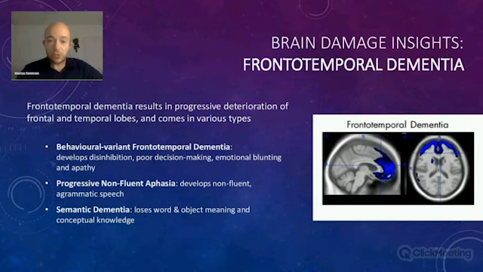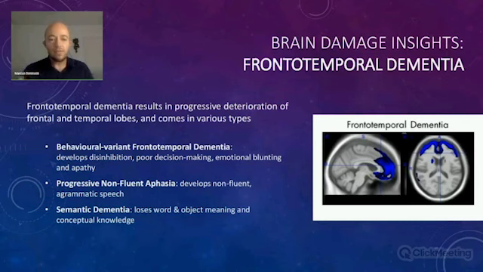There are different types of frontotemporal dementia, and they are diagnosed based on the sort of symptoms that a person experiences when they have this. So we're going to talk specifically about two of them in detail, one of them a little bit more lightly. So the first one is behavioral variant frontotemporal dementia.